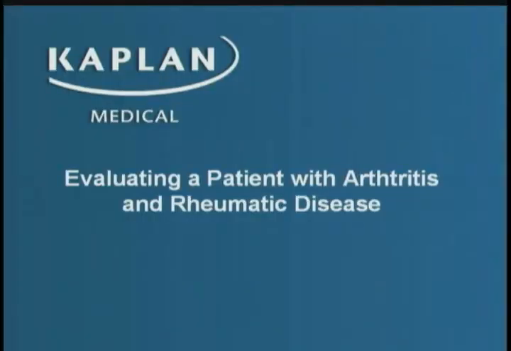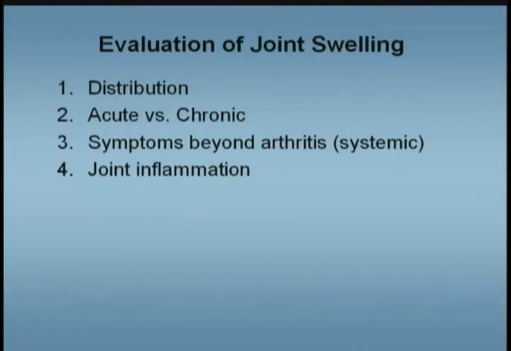The first part of this will be the evaluation of a patient with arthritis and rheumatic disease, and this involves a systematic approach. So all the patients that we're presented with on the boards, you have to answer four basic questions before you can say what the reasonable diagnosis is and the reasonable plan of workup and treatment.